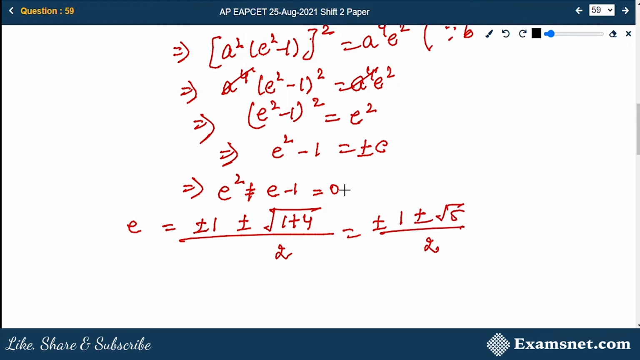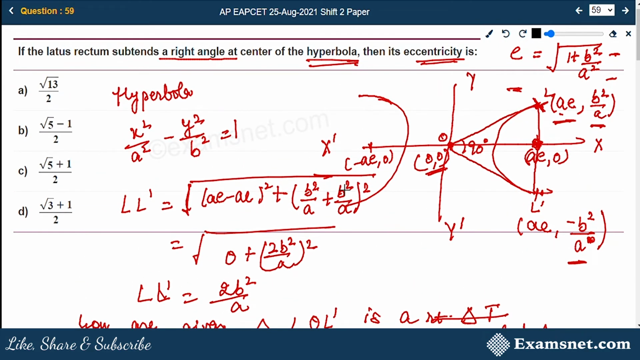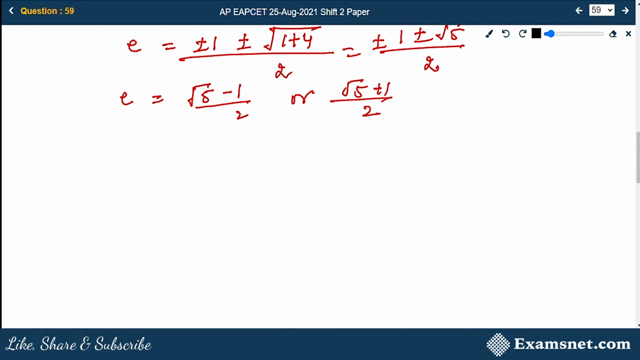E can't be negative, right? So e is equal to under root 5 plus 1 upon 2. These are the possible values for e. So your correct answer in this question is, see which of the options is available for us. So this is under root 5 plus 1 upon 2. Correct?